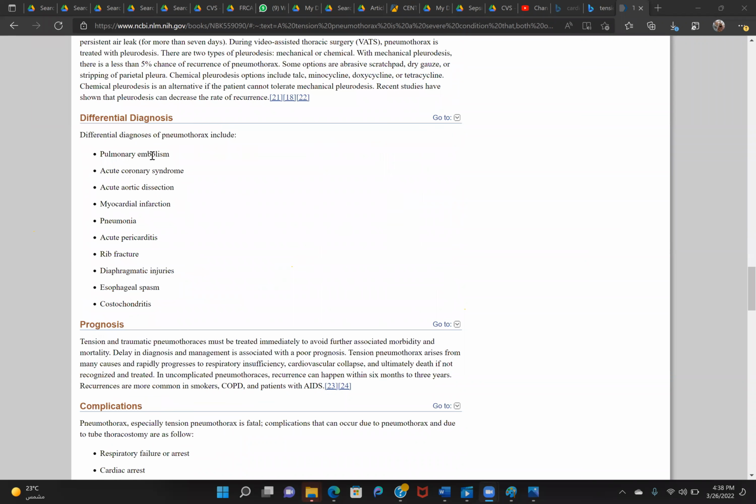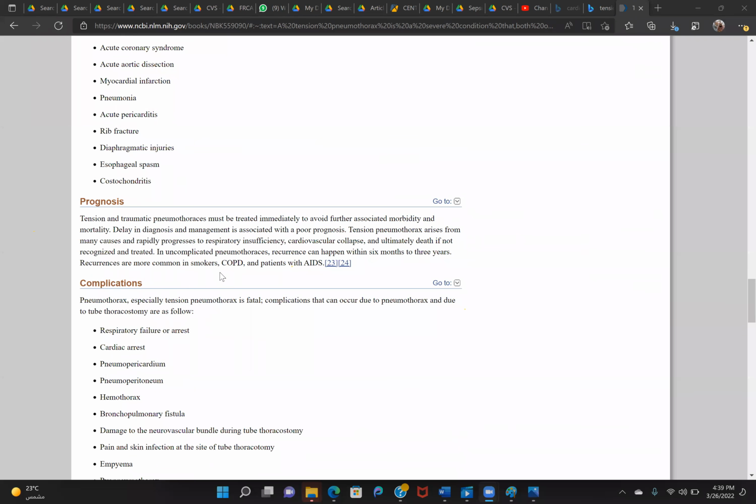What will be the differential diagnosis? As we discussed, pulmonary embolism, acute coronary syndrome may present like that. Acute aortic dissection, because all these which are written here are actually the diagnosis. The differential or presentation is from which we started, obstructive shock. So everything which we have discussed, the majority of things are there in obstructive shock.